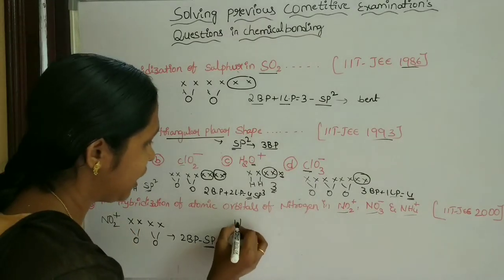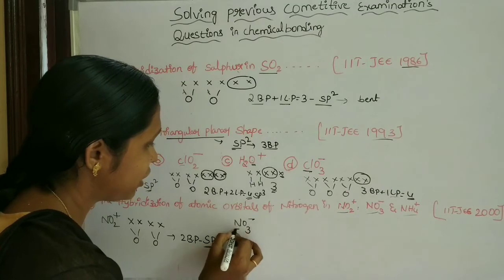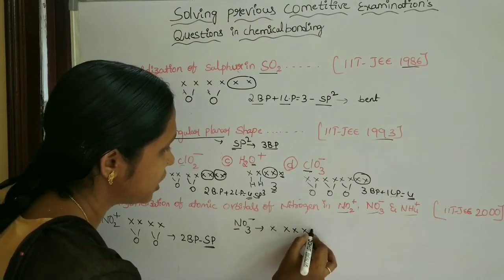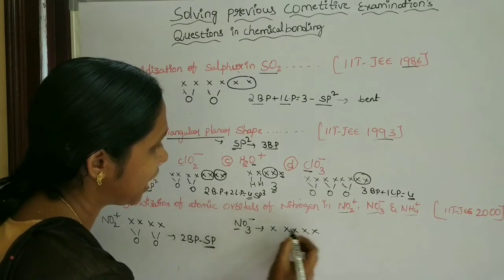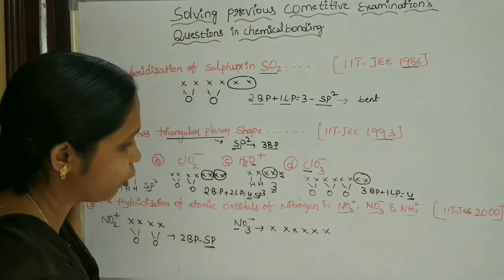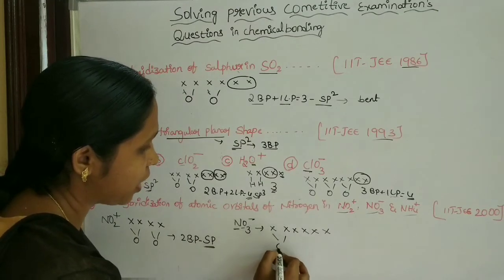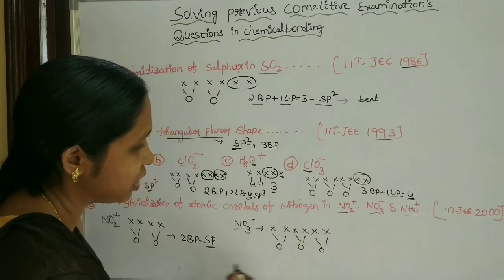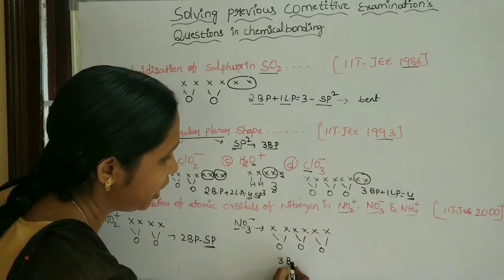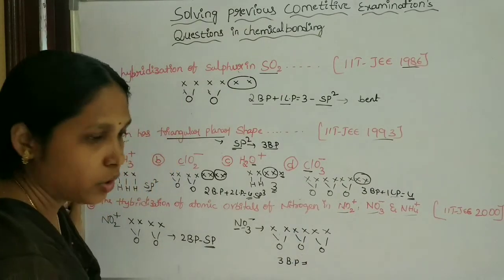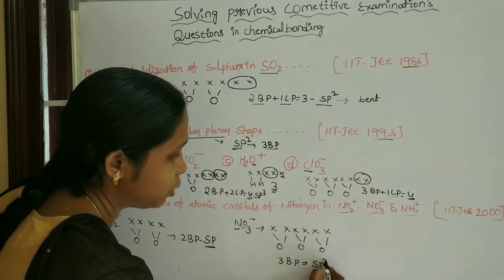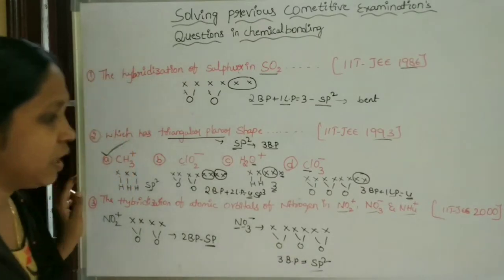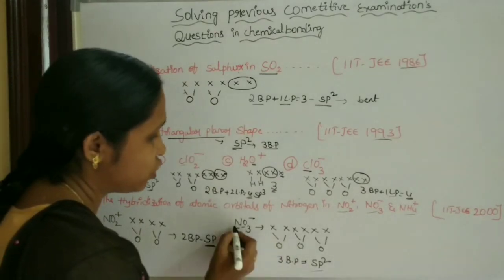And see the next one, NO3 minus. Here nitrogen also has 5 single electrons and the whole molecule carries negative 1 unit, so add 1 electron. Each of the 3 oxygens combines with 2 electrons, meaning 3 sigma bonds, 3 bonded pairs. 3 bonded pairs means sp2 hybridized. The NO3 minus shows nitrogen with sp2 hybridization.